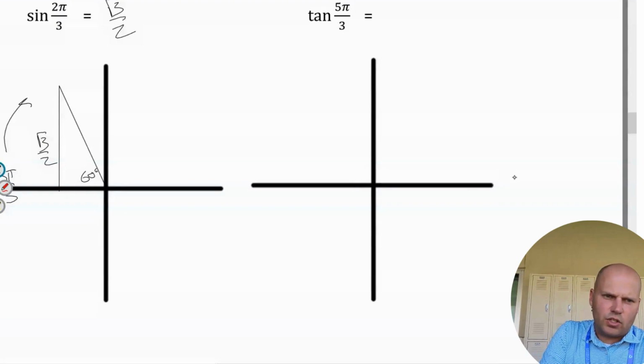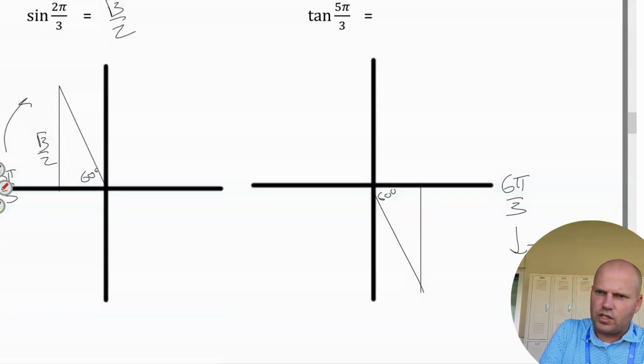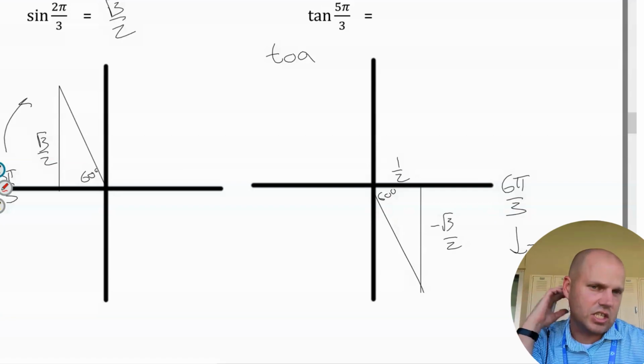5 pi over 3. I know where 6 pi over 3 is. I will subtract a pi over 3, subtracting going clockwise. That's 60 degrees. Tangent, opposite over adjacent. I'm going down. I'm in the 4th quadrant. So there's the longer side. That's negative. Here's the shorter side. That's the adjacent. That's positive.